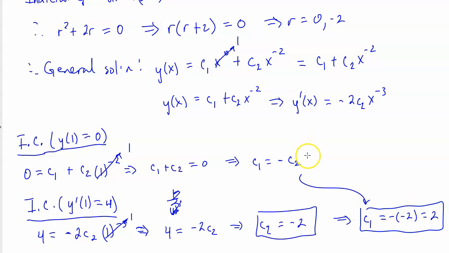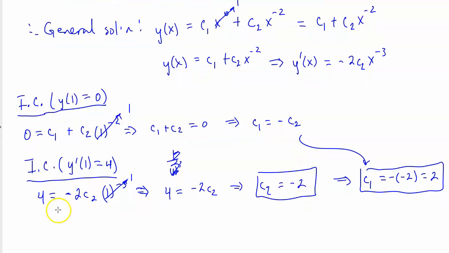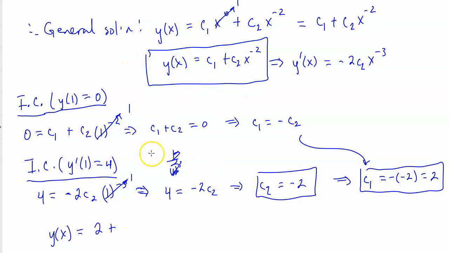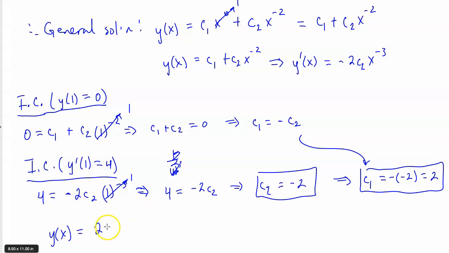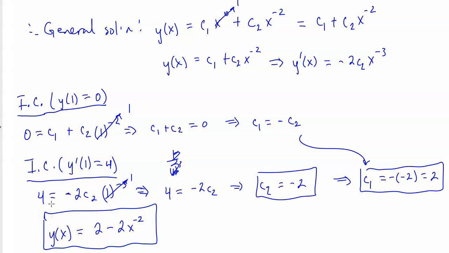And so now we know what our constants are. So c1 is just going to be 2, and here I'm just rewriting this now, filling in the constants to get my particular solution. So y of x is 2 plus, and of course, c2 is a minus 2, and that's x raised to the negative 2. So this will be our particular solution for this equation.